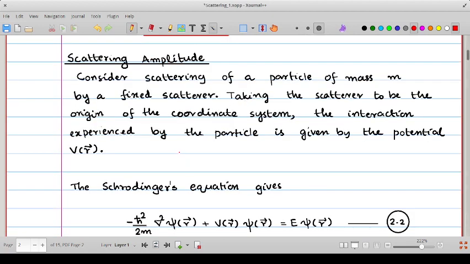We now define a quantity called the scattering amplitude and obtain its relation with the differential scattering cross section. Consider a scattering of a particle of mass m by a fixed scatterer. Now, taking the scatterer to be at the origin of the coordinate system, the interaction experienced by the particle by the scatterer can be written as the potential V(R), where R is the coordinate of the incoming particle taken with respect to the origin of coordinates, where it is assumed that the scatterer sits.